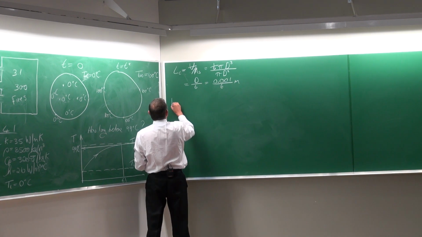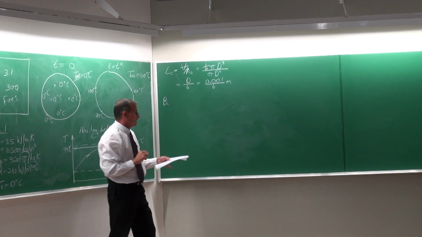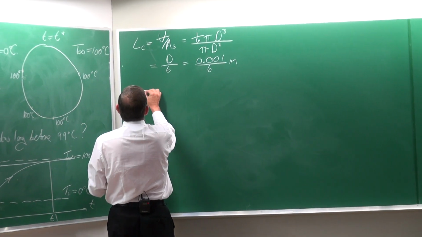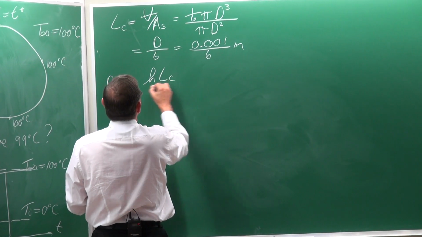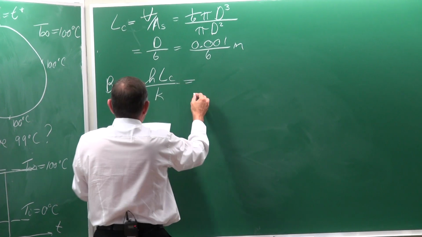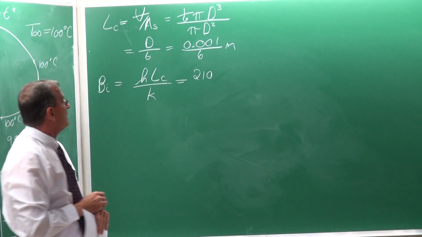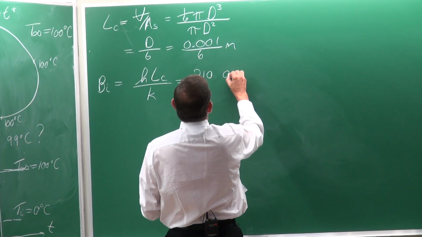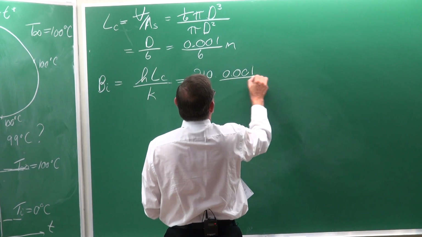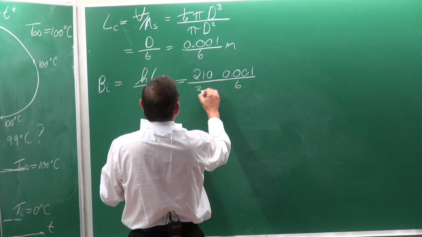Let's calculate the Biot number to see if the lump system approach is a good solution. It's equal to the heat transfer coefficient multiplied by the characteristic length divided by K. The heat transfer coefficient is 210. The characteristic length is 0.001 divided by 6. And the thermal conductivity is 35.